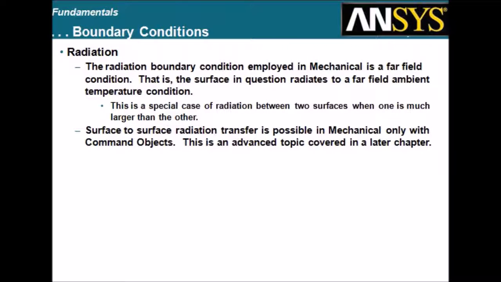Radiation, the radiation boundary condition employed in mechanical is a far-field condition. That is, the surface in question radiates to a far-field ambient temperature condition. This is a special case of radiation between two surfaces when one is much larger than the other. Surface-to-surface radiation transfer is possible in mechanical only with command objects. This is an advanced topic covered in a later chapter.